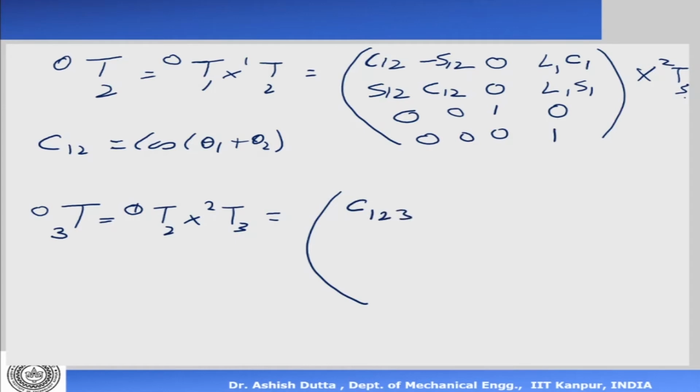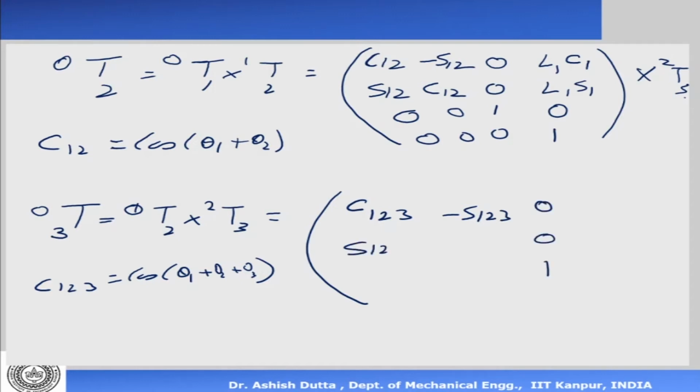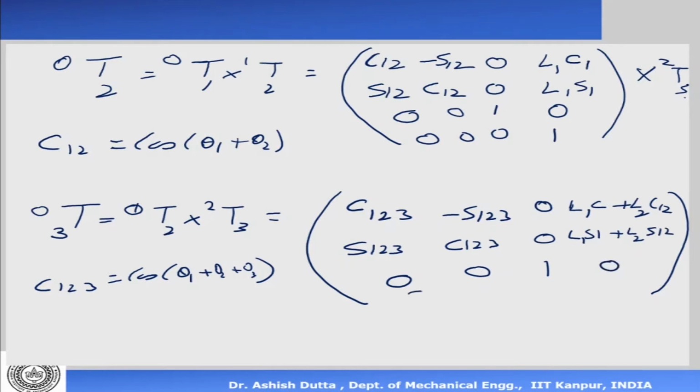Cos 123 means cos of theta 1 plus theta 2 plus theta 3. Minus sin 123, 0, 0, 1. This is now sin 123, cos 123. This is 0, 0, 1. This is L1 cos 1 plus L2 cos 12, and this is L1 sin 1 plus L2 sin 12. This is 0, that is 0, 0, 0, 1. Now in this matrix that we have multiplied out, see if it makes sense. That's very important here. This has 4 parts, as we said. This is the rotation matrix.